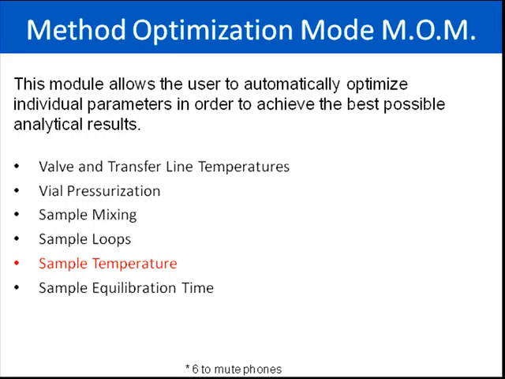Now, in a few minutes, Roger's going to come in and talk about how he optimized the paint method. These are the two things I just want to touch on, because the parameters that we looked at primarily were optimizing the sample temperature and optimizing the sample equilibration time.